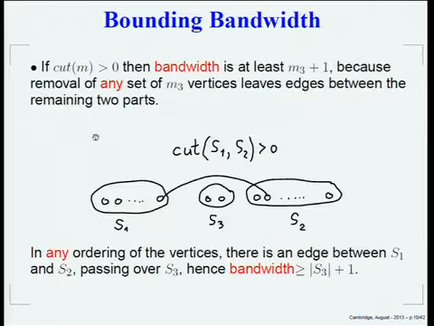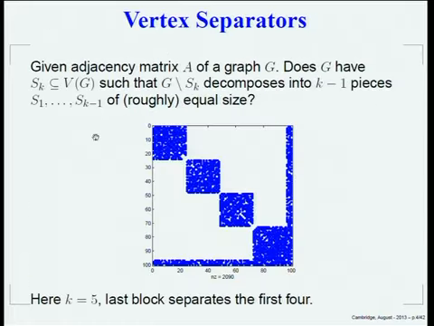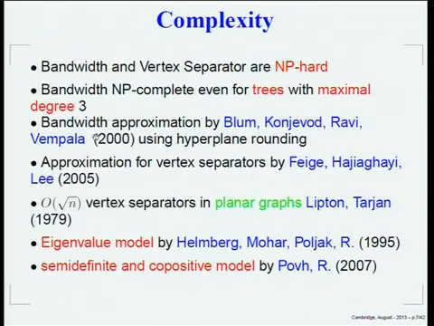So the goal is to minimize the number of edges between the first k minus 1 sets, exactly, yes. Because I'm going to massage this edge set into a vertex separator by just increasing the size of the vertex separator. Here I have, for instance, 5 blocks. I have these 4 blocks, and this little block here would be the separator. So I go for general k.